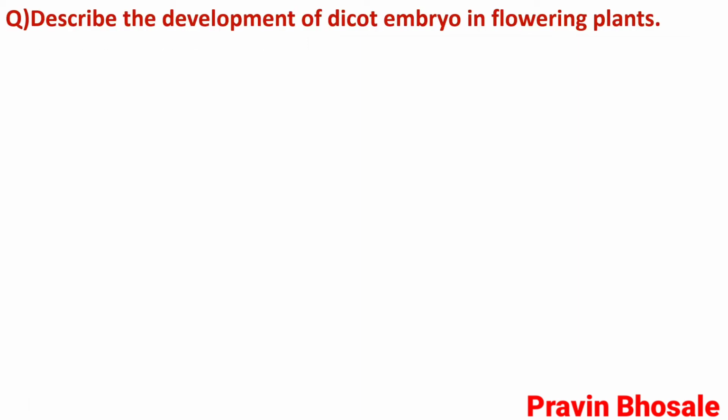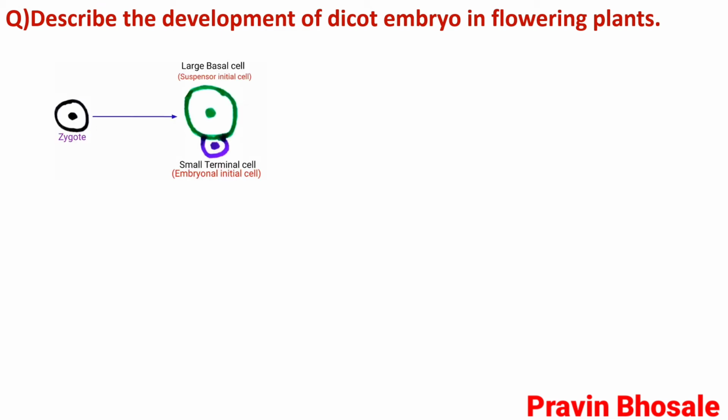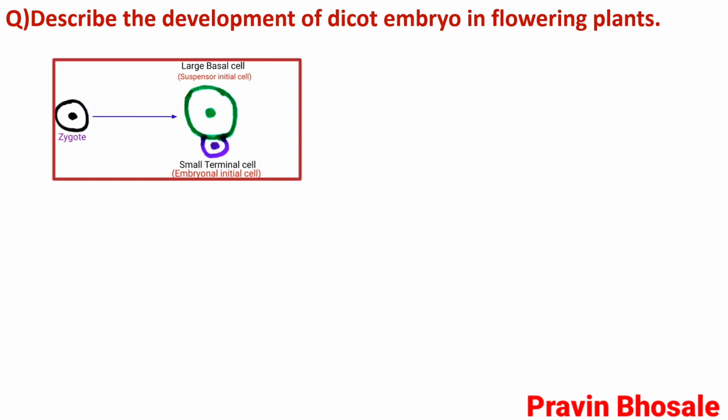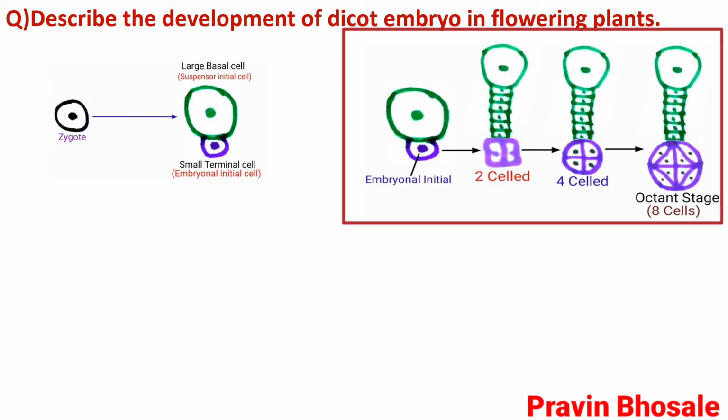Describe the development of dicot embryo in flowering plants. So let's see this with the help of a diagram. Zygote divides to form two cells. At the micropylar end, there is a large basal cell, also called the suspensor initial cell. Toward the chalazal end is a small terminal cell, that is the embryonal initial cell. Basal cell divides to form the suspensor.